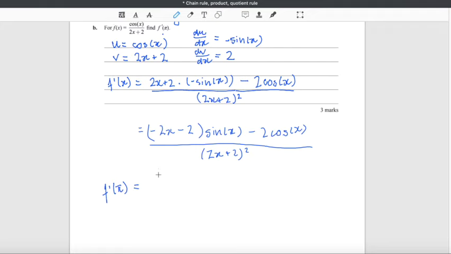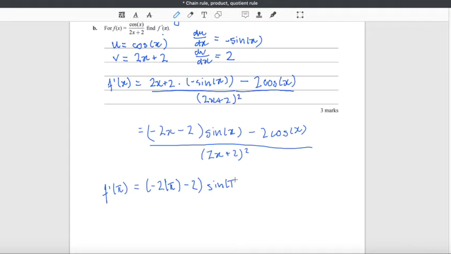So where have we seen x? We just got to put in a pi now. So it's minus 2, so it's minus 2 pi. Minus 2 times pi minus 2 times sine of pi times sine of pi minus 2 cos of pi, all divided by 2 pi plus 2 all squared.